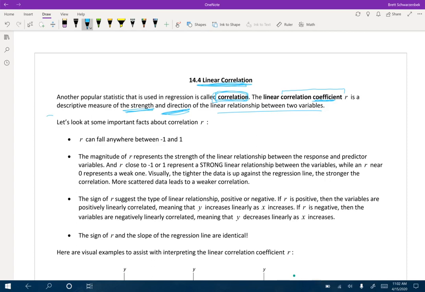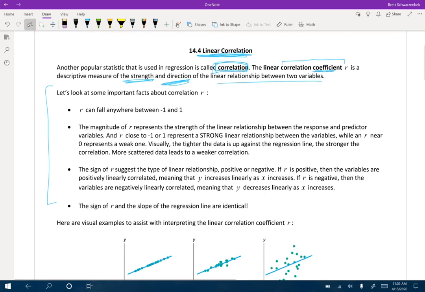Okay, so how does it do that? Well, let's look at these bullets. First, r can fall anywhere between -1 and 1. So remember, r squared could fall anywhere between 0 and 1, so r can fall anywhere between -1 and 1. So yes, r could be negative. The magnitude of r represents the strength of the relationship. So what does that mean? Basically, if you get any values that are near -1 or 1, that means a strong relationship, and the sign matters. So if you get a value near -1, then you have a strong negative correlation.